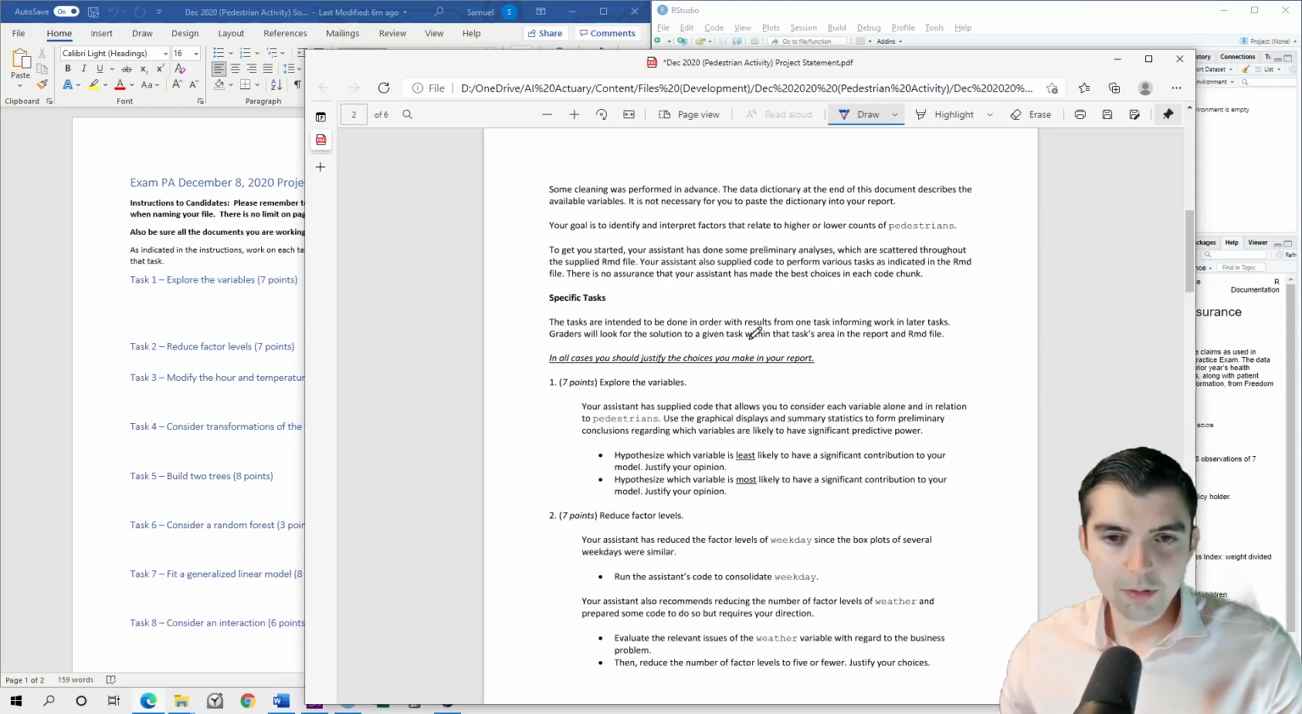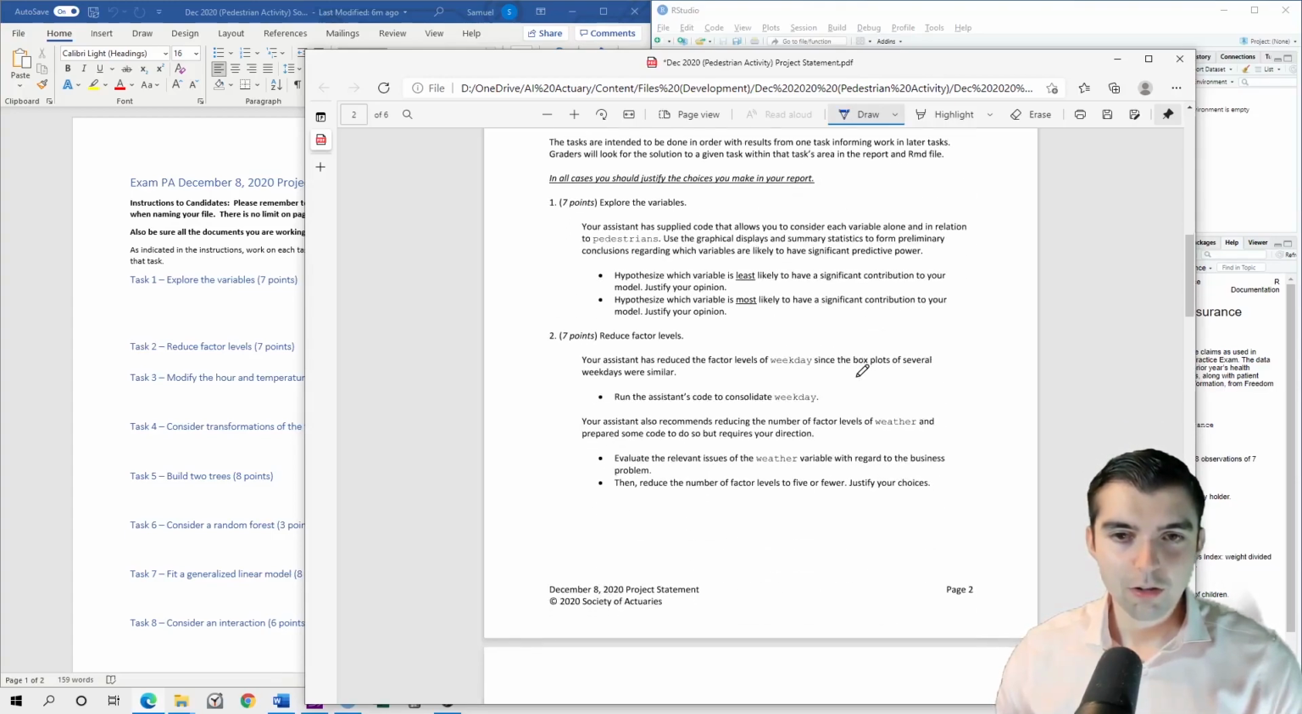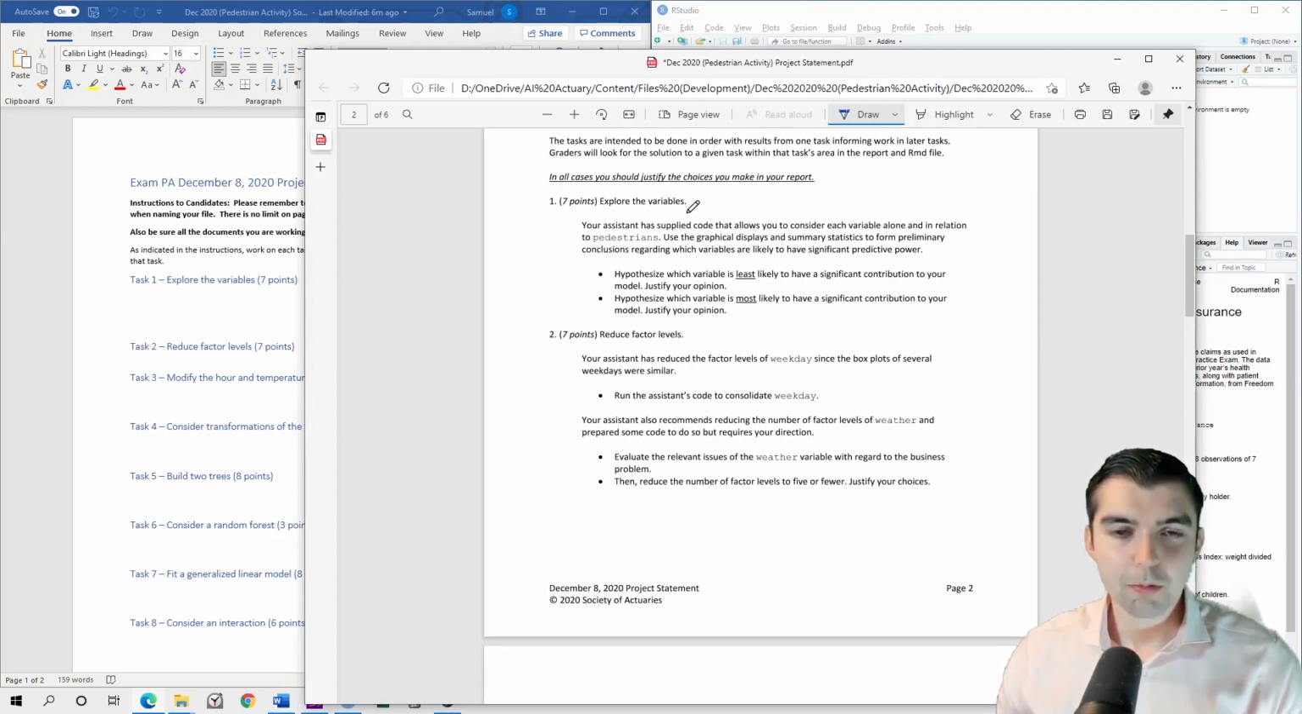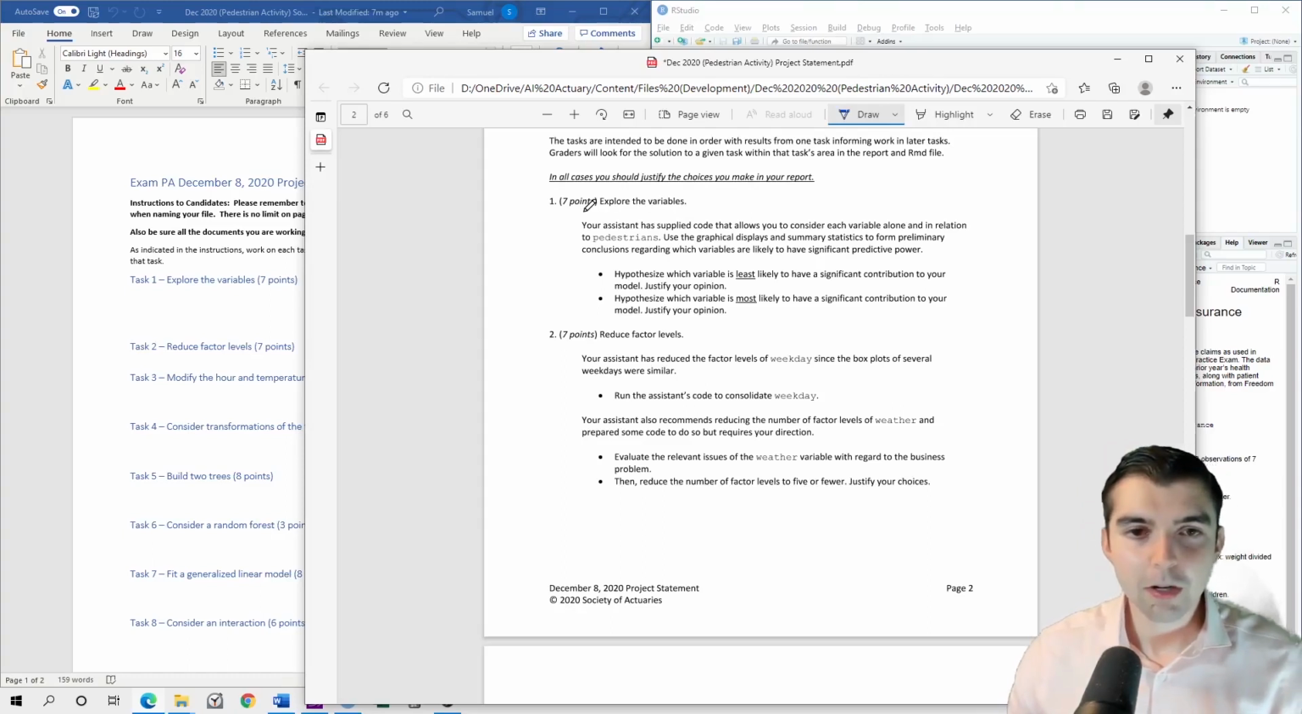The tasks are intended to be done in order with results from one task informing work in later tasks. Graders will look at the solution for a given task within that task's area of the RMD file. In all cases, you should justify the choices that you make in your report. Okay, 7 points, explore the variables. So 5 points is about 15 minutes, so this question should take about 15 to 20 minutes.